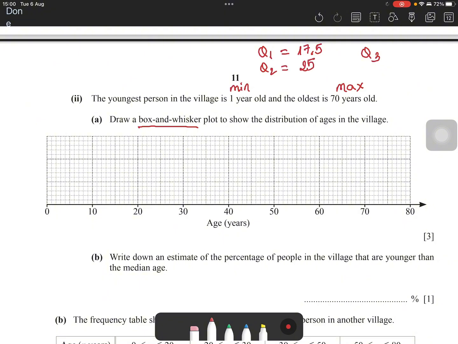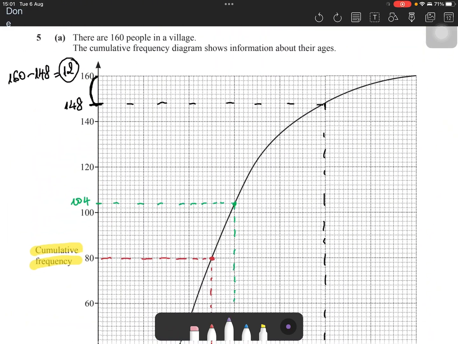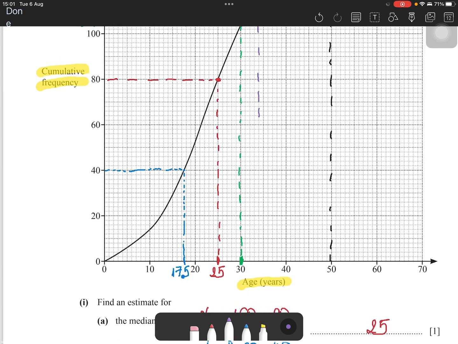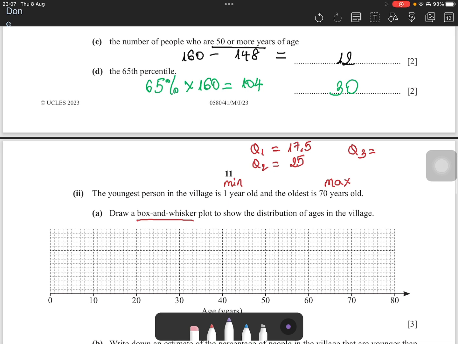Then we need to find the upper quartile, Q3. To find the upper quartile, we'll go back to the diagram and we find 75% of 160. It is 120. So we start from 120 and we move it down to find the upper quartile. So the upper quartile is here, 34. So now we have the value of Q3, which is 34.